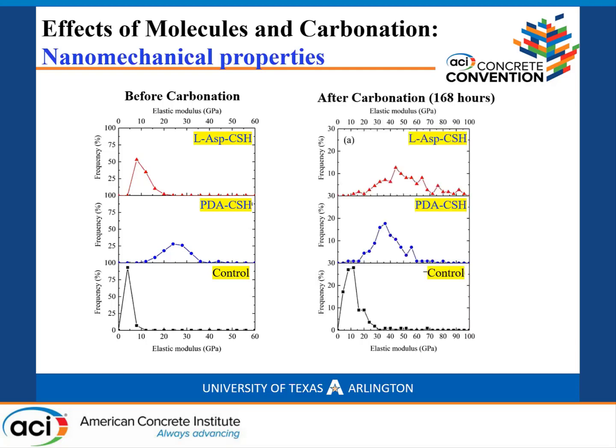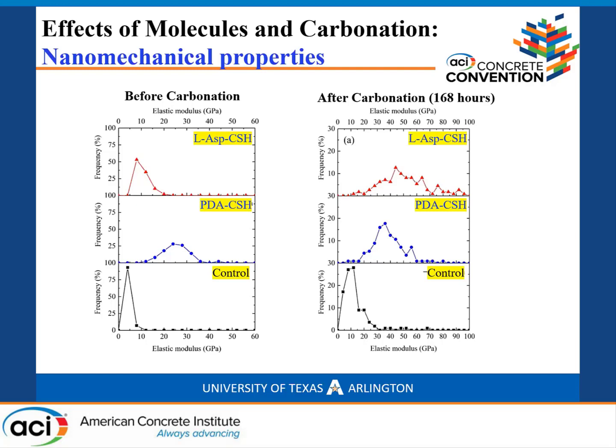After carbonation, something interesting happens. In case of control batch, the average was around 3 gigapascal. That increases to around 10 or 11 gigapascal. That's simply because calcite has higher modulus, so the average increased a little bit. But the shift was higher in case of this biomimetic molecule modified one, especially if you look at the L-Aspartic modified batch, it was initially 9 gigapascal. After 168 hours of carbonation, the average became 55 gigapascal.